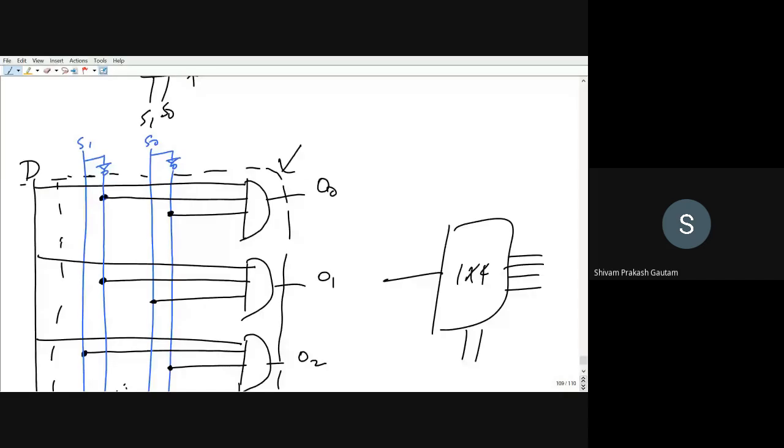Now we will stop. We have covered the combinational circuits, that is, circuits without memory. From the next lecture onwards, we will be starting the sequential circuits.